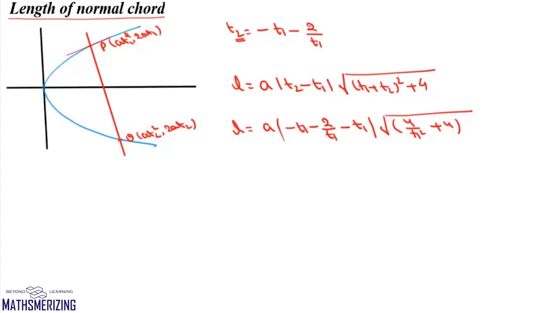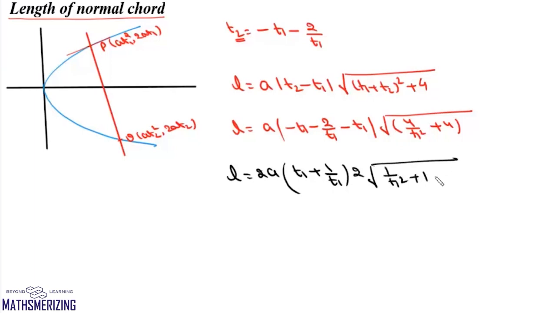So we can write this length as L, and this is a, and here it will be 2t1 plus 2 upon t1. So we'll take this 2 common. It will be t1 plus 1 upon t1, and here again we'll take this 2 common and it will be under root of 1 upon t1 square plus 1. Now we can write this equation as L equals 4a, and this is (t1 square plus 1) upon t1, and here we can write this as (t1 square plus 1) to the power 1 by 2 upon t1.